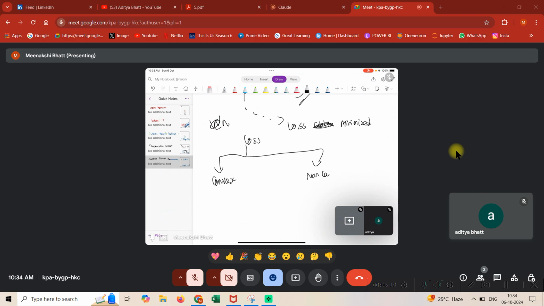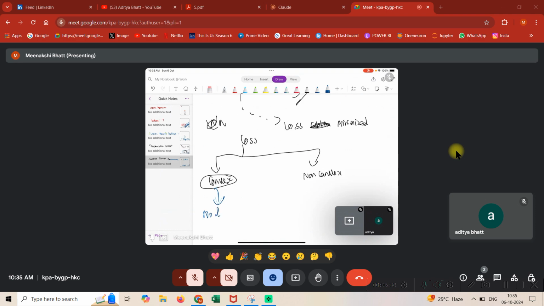Okay, so for the convex loss function, there is no issue that comes up. That means there is no local minima. There is no local minima. That means when we are trying to find the minimal value, this is relatively simpler.